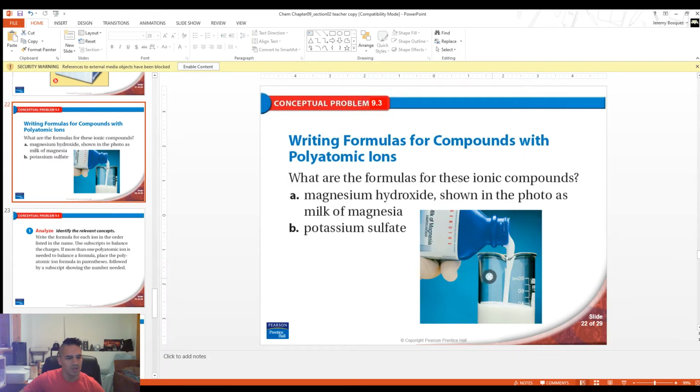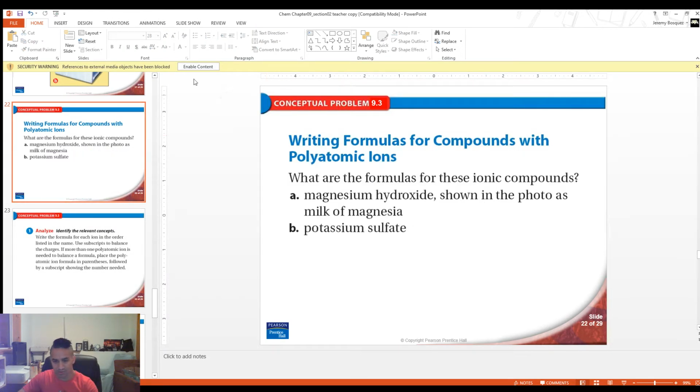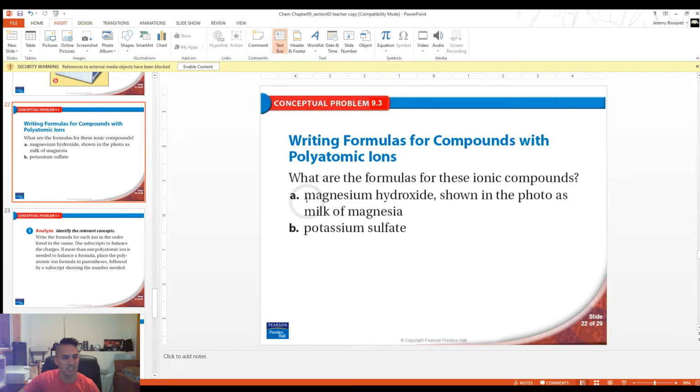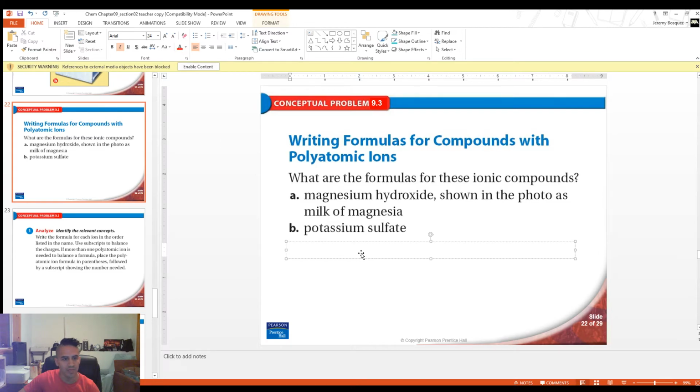So, okay, here's some more examples. Again, let's insert a text box. We can do some typing. It says, what are the formulas for these? So we have magnesium hydroxide, potassium sulfate. So magnesium hydroxide, magnesium is Mg. It makes a charge of 2+. It is in the second column on the periodic table.